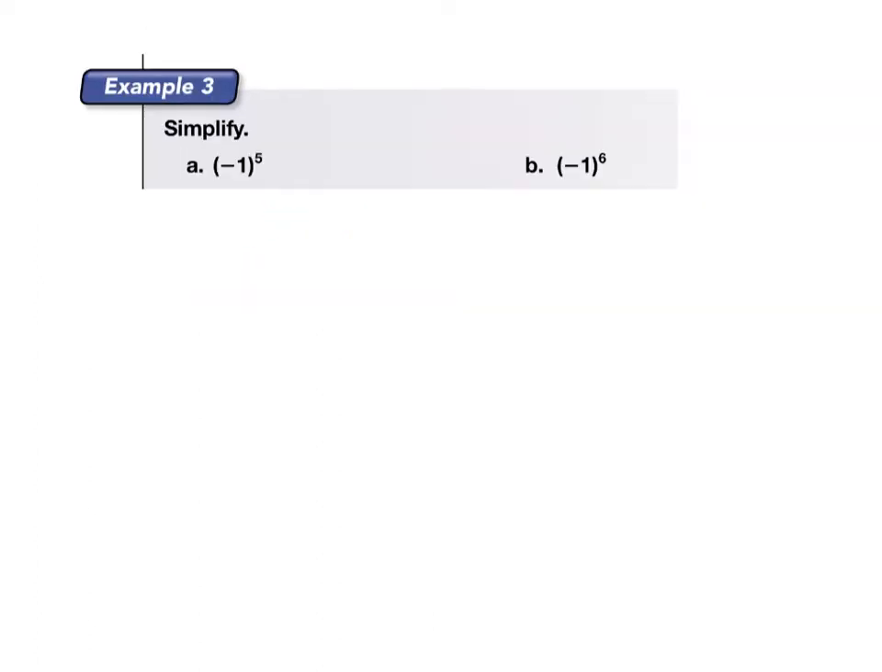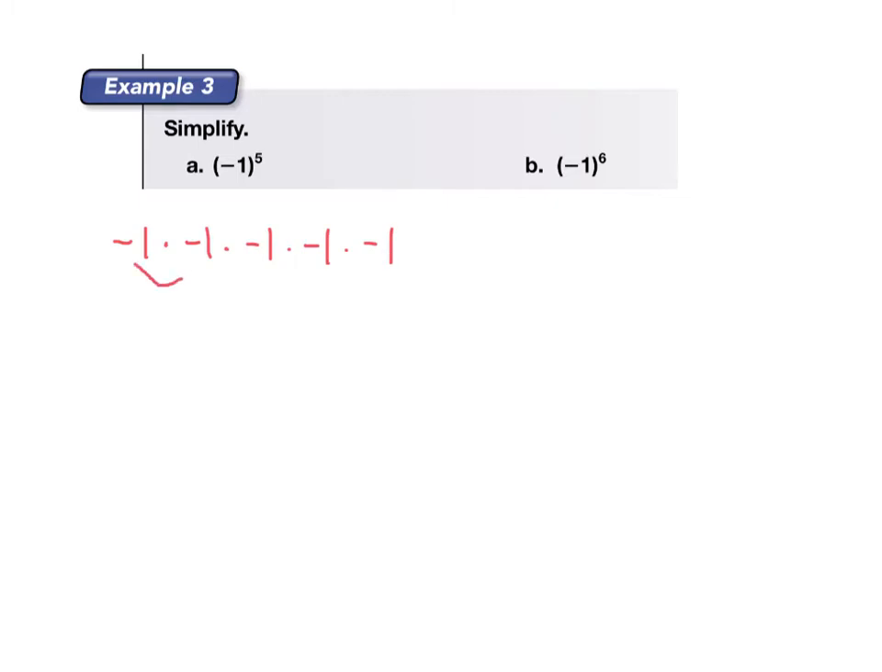All right, now you're going to see the effect of an exponent on a negative number. So example 3, simplify. So you have negative 1 to the 5th power. So let's see what this would look like. So it's negative 1 times negative 1 times negative 1 times negative 1 times negative 1. 5 negative 1s multiplied together.